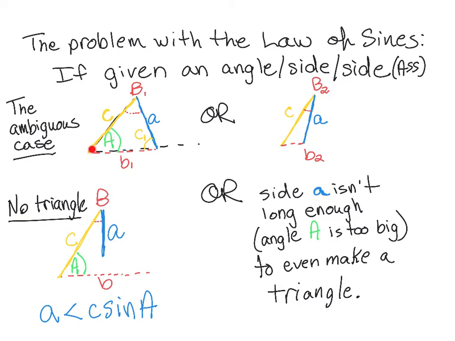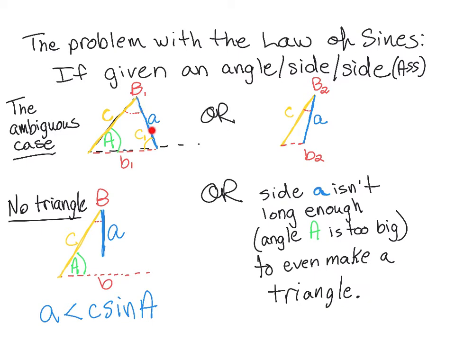Okay, there's a problem with the law of sines, and that is that sometimes if you're given an angle and adjacent side and then the opposite side, you might run into problems. If this angle, how far this is opened up, is known, that distance is set, and you know the length of this side, but you don't know the length of this side or how open this is, you could run into problems.